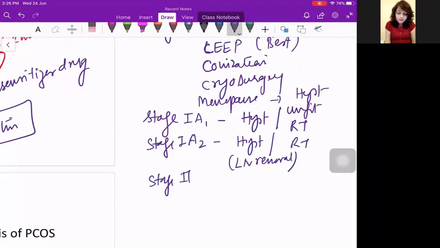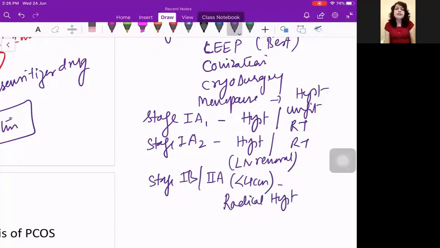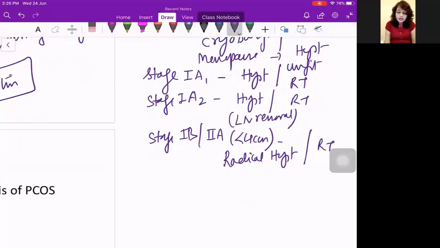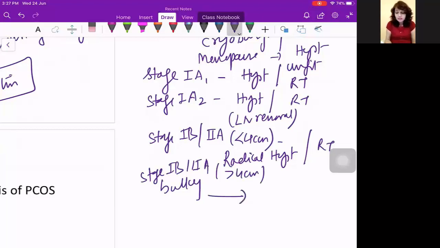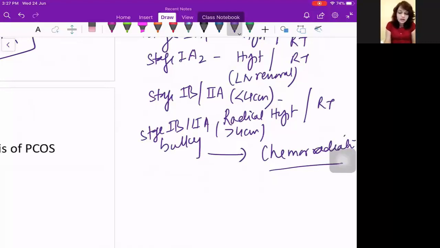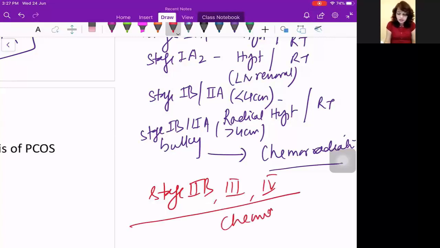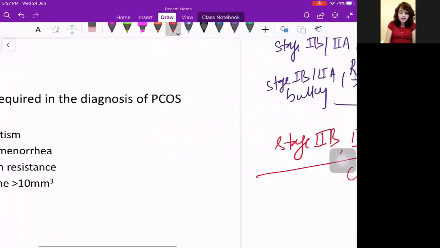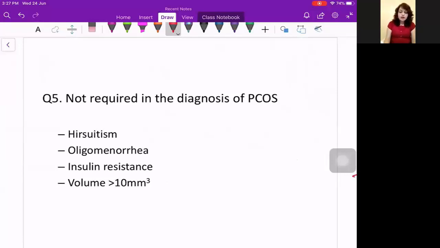If it is stage 1B or 2A, where it is a lesion less than 4 centimeters, then it is radical hysterectomy, and postoperatively, depending on the lymph node status, teletherapy can be given, or if unfit, then radiotherapy. In case of bulky lesions in stage 1B and 2A, that is more than 4 centimeters, chemoradiation is preferred. So you see, up to stage 2A we go for surgery, and for the rest of the stages we go for concurrent chemoradiation. So stage 2B, stage 3, stage 4: concurrent chemoradiation. So let's move on to the next question.